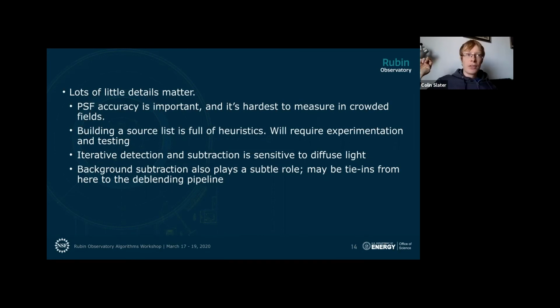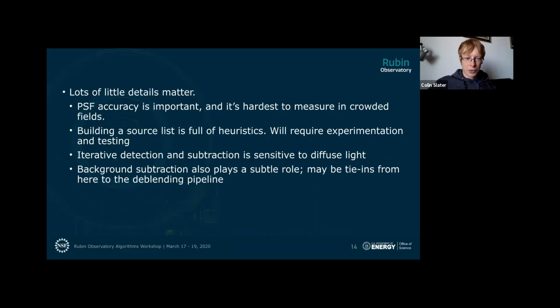Surveys of this before, in particular the DECAP survey that I showed at the beginning, had trouble with diffuse light. So nebular emission really played havoc with some of their processing whenever that came into the field they were working on. And so they had to develop novel ways to identify that diffuse light and make sure that it was handled properly. We just need to learn from what people have done in this area before, I think, and make sure that it works at LSST depth.